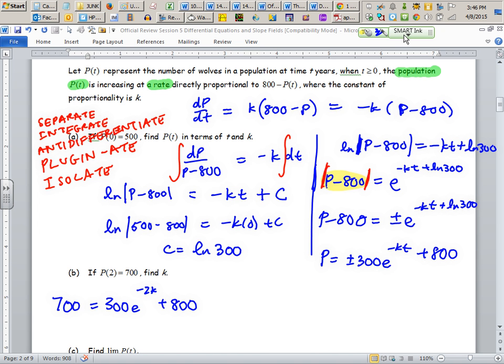If we plug in 0 for t, this is going to become a 1, right? So I'm going to plug in that initial condition one more time. They told me that this will be 500 when time is 0. Which statement makes more sense? To say 500 is 300 plus 800? Or 500 is negative 300 plus 800? Which one's actually the true statement? The negative actually makes sense. The plus actually doesn't make sense.